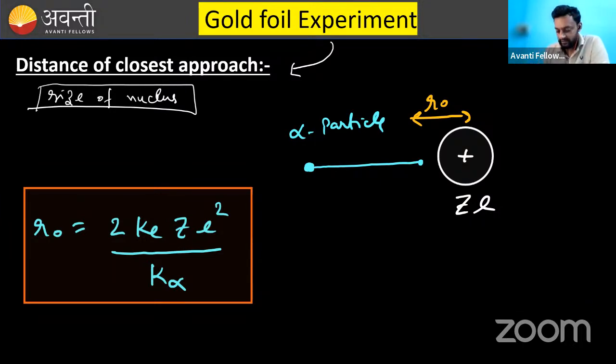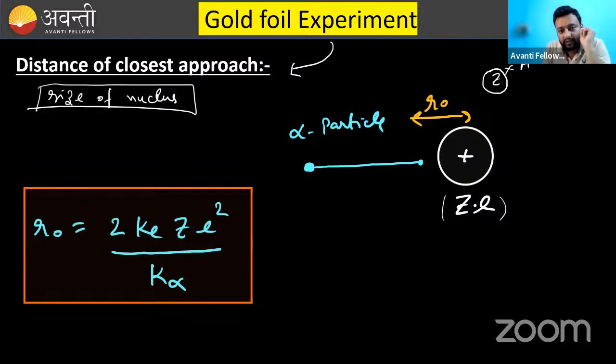Let's suppose this is a nucleus which has some positive charge. Now, how can you determine that it has a positive charge ZE? Let's suppose an atom ZXA. Then the number of protons in it is Z. If the number of protons is Z and each proton has a positive charge E, then the total charge will be ZE. And there is an alpha particle.